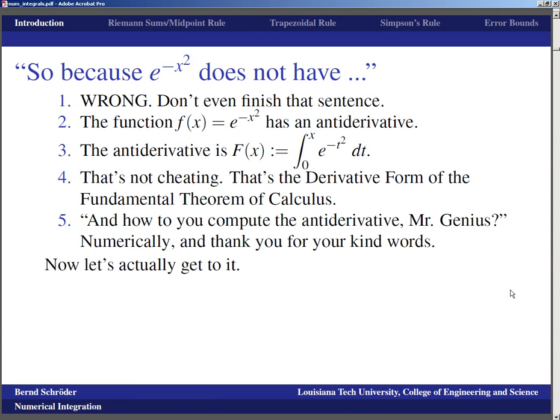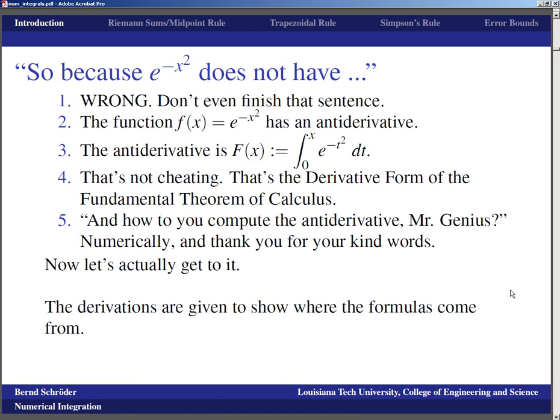So, let's actually get to it. This presentation is going to be long. There will be quite a few derivations, but those are given just to show you where the formulas come from. We are going to re-emphasize the geometric nature of the definite integral.